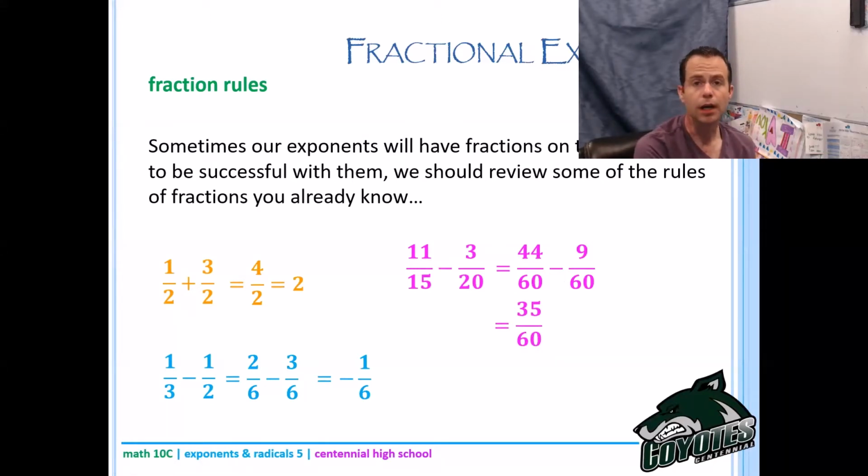And now I always want to have my answer reduced. So 35 and 60, both of those are divisible by 5. And so I reduce it to 7 over 12.